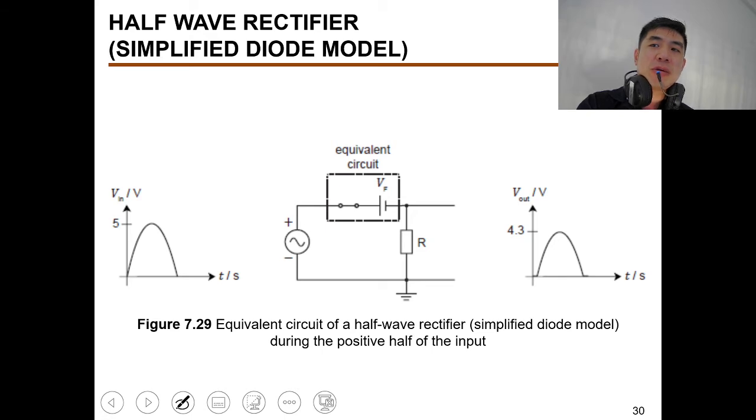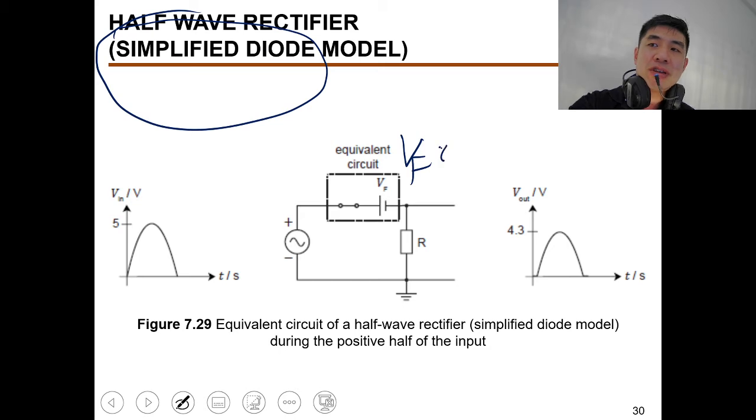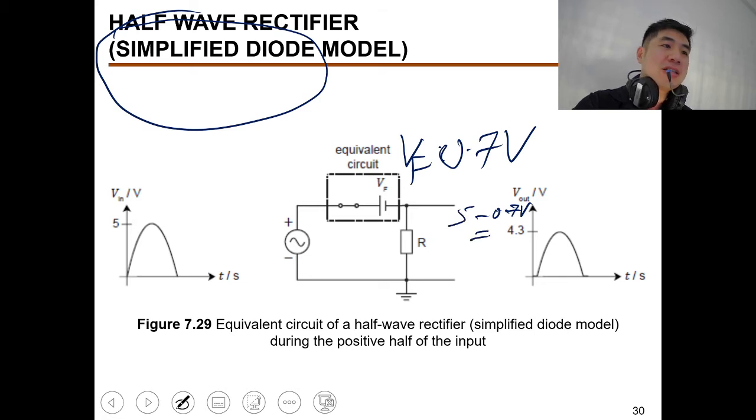Just now I talked about the simplified diode model. In the simplified diode model, there is a voltage drop, VF equals 0.7 volt. Remember, VF equals 0.7 volt. So it will drop by 0.7, so 5 minus 0.7 gives you 4.3 volt. That's how you get it.